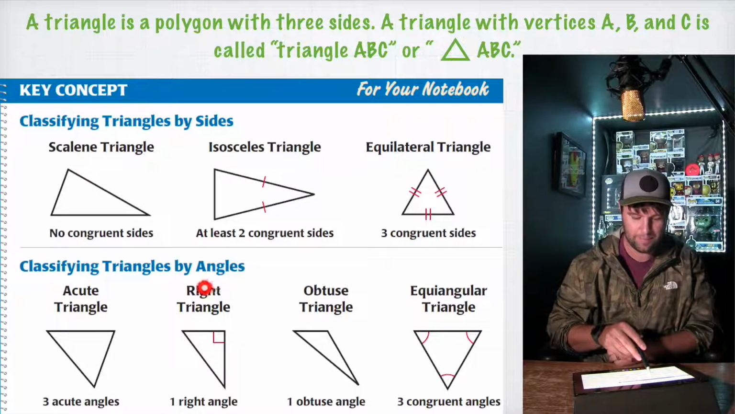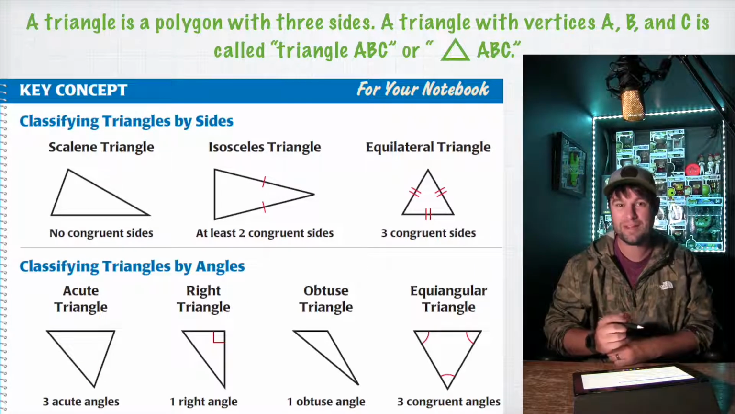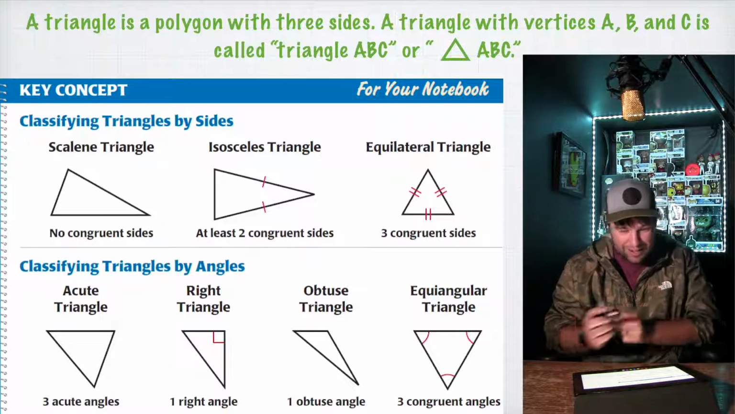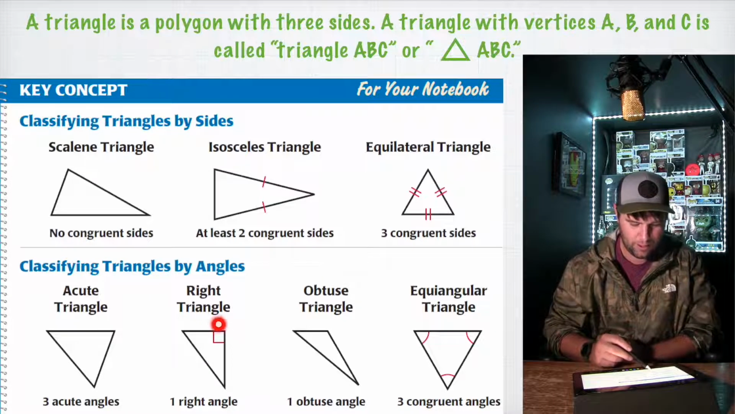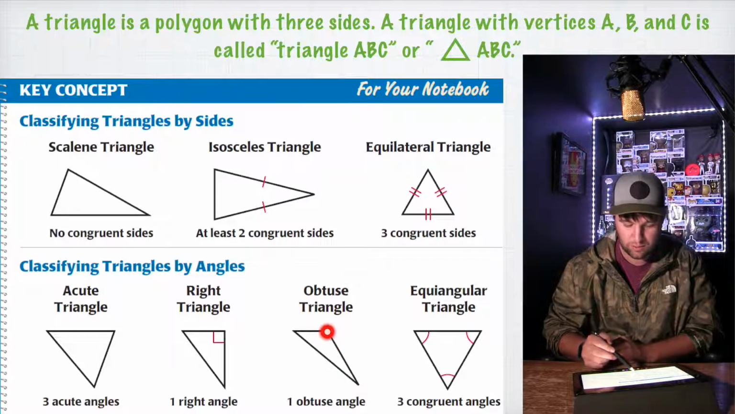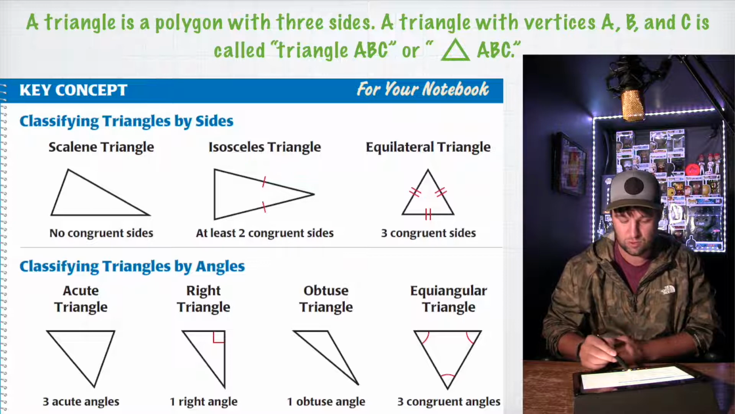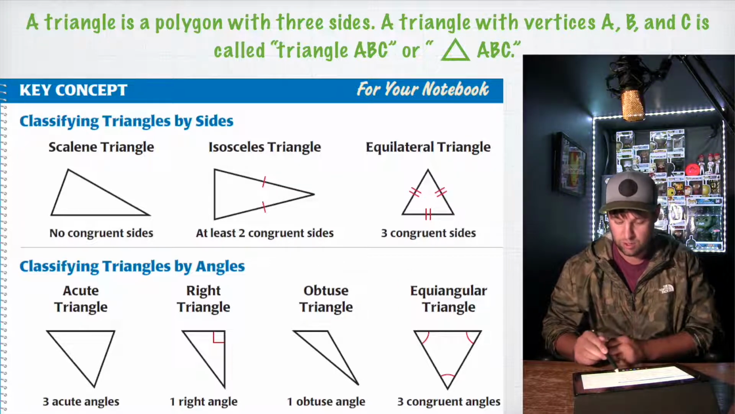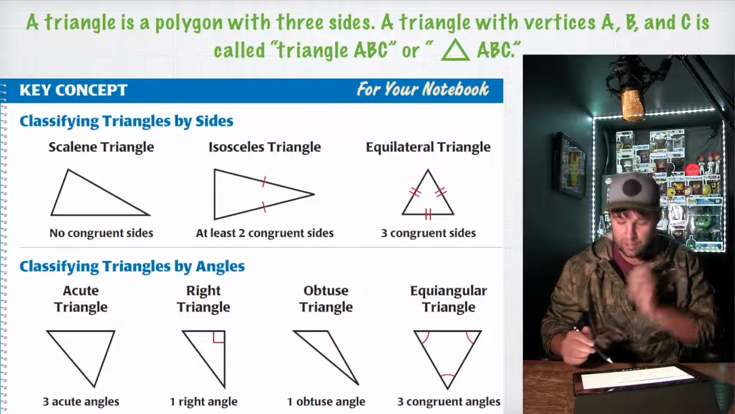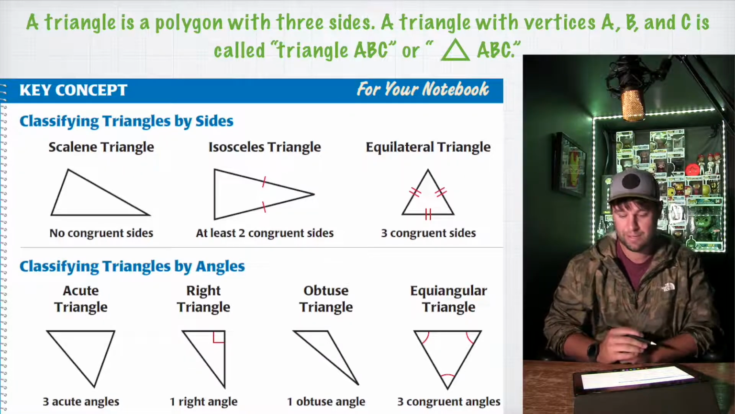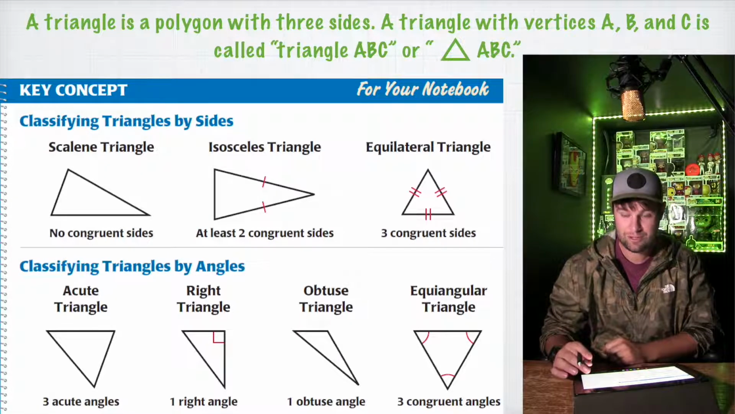Next, we'll classify them by their angles. You can have an acute triangle where all three angles are acute angles. The way I like to remember that is acute, tiny. A right triangle will have one right angle. An obtuse triangle has one obtuse angle, so one angle that's going to be over 90 degrees, and then two angles that are going to be acute. That's an obtuse triangle. Equiangular triangle means it has three congruent angles. Okay? Let's go ahead and get started.